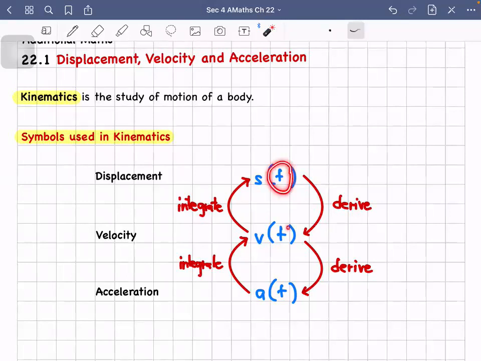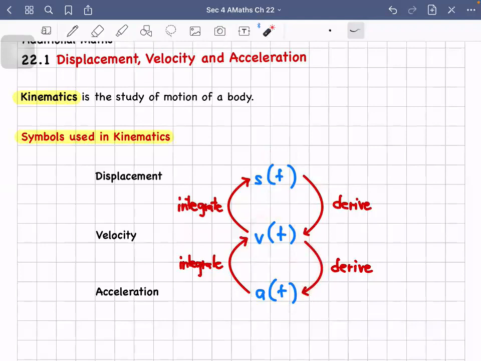And then what are these arrows here? Basically, class, kinematics in additional maths is an application of differentiation and integration. For example, if you're given the displacement function and you want to find the velocity function, you just need to derive the displacement function. And if you want to find the acceleration function, given, let's say, the velocity function, you need to derive the velocity.